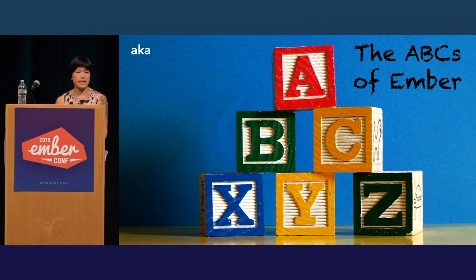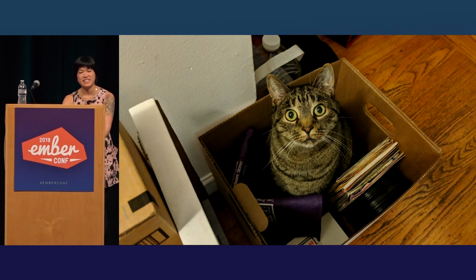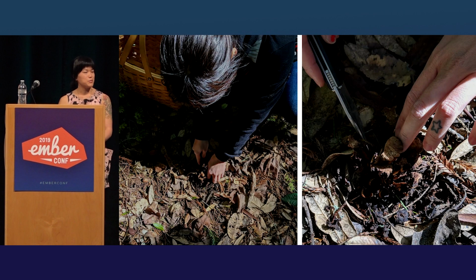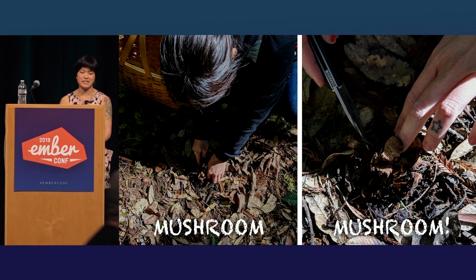So I'm going to start off by saying that I don't have a wife or children, or a husband for that matter, but I do have a cat. And here he is. This is Fry. He's great. And here's some photos of me picking mushrooms. I thought it was appropriate because we're in Portland.